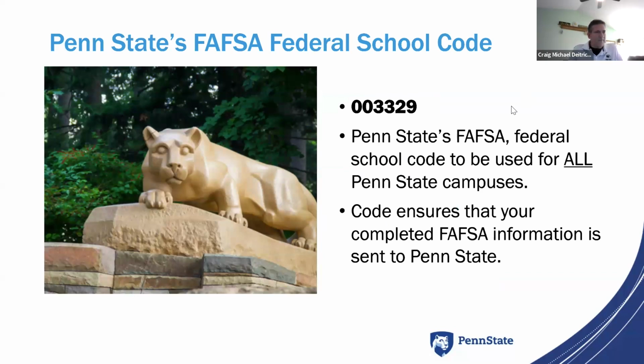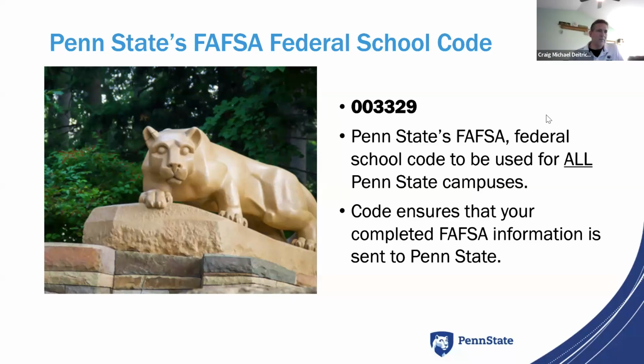It's very important when you file your FAFSA to include Penn State's school code. Our school code is 003329. That is for both University Park and all of our Commonwealth campuses. So one code for all campuses. You can search by typing in the name of the university, but every year we have a handful of students that think they're sending their FAFSA to Penn State, and when they start typing it in, they inadvertently send it to the University of Pennsylvania. So just be careful. You can search by name, but if you have the actual school code, that's even better. So 003329 for any campus at Penn State, with one exception.